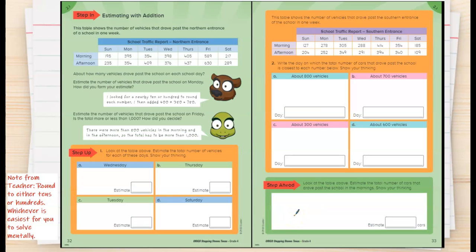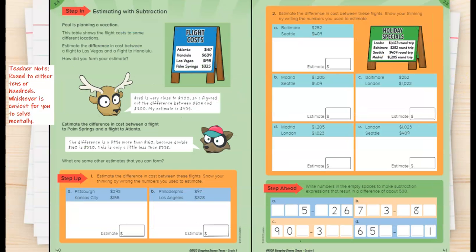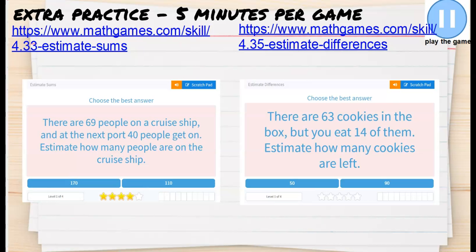For today, you are going to be doing some independent practice in an Oracle workbook page. You are going to have to decide whether you round to the tens or the hundreds. Just remember to pick whichever's easiest for you to solve mentally. There's an addition page that I'd like you to do, and there's also a subtraction page. And you can probably find those pages in your Google Classroom. For extra practice, I would also like for you to do 5 minutes per game of each one of these online activities. Just copy the URL into your web browser and practice 5 minutes addition and 5 minutes subtraction. You can go ahead and pause the video now and play the game.